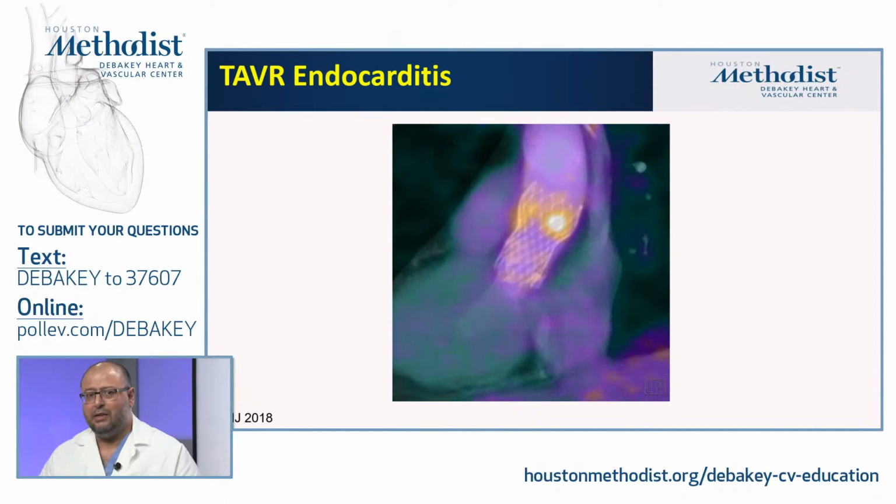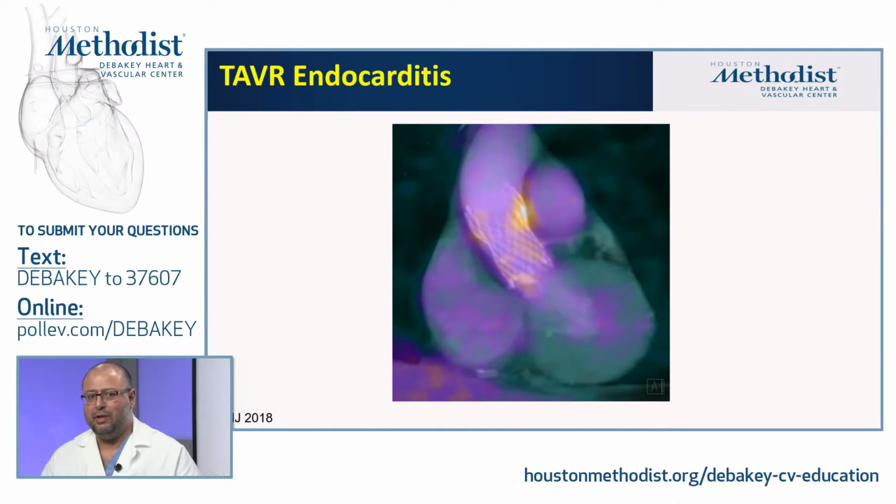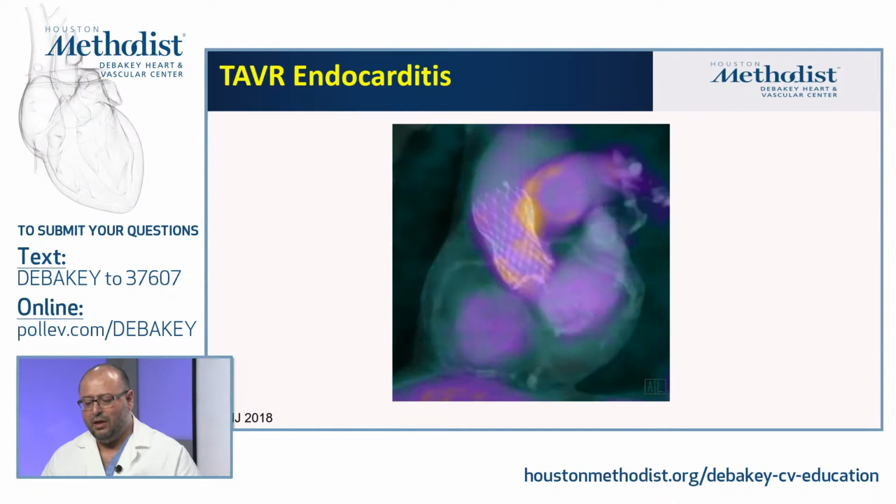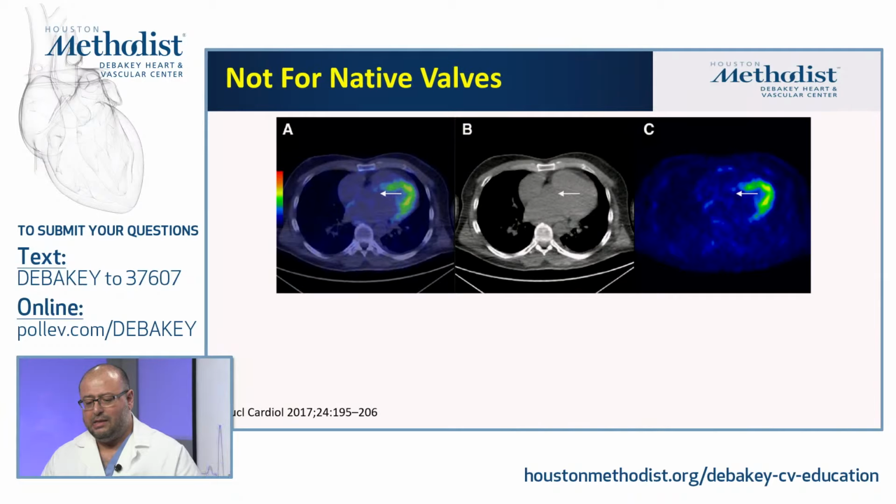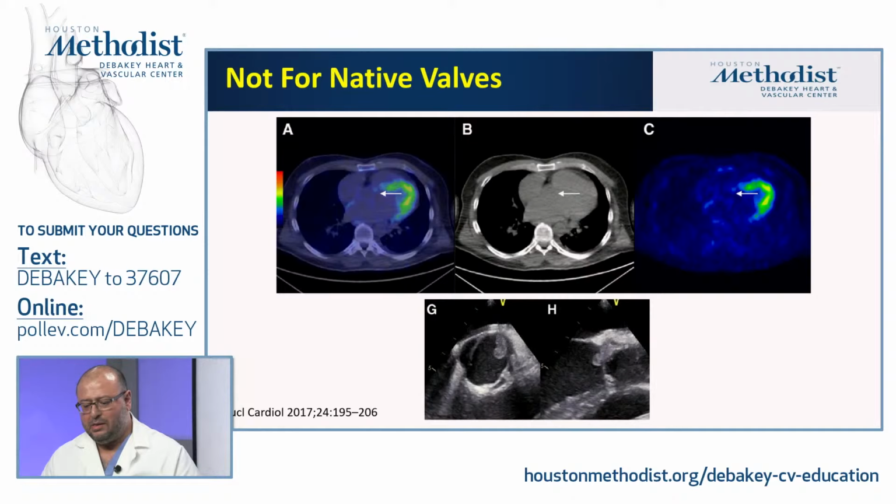But the second message I want to leave you, and sometimes we get these requests from our colleagues, is that this technique is not for native valves, in the sense that if you want to establish a diagnosis, this technique has low sensitivity for native valves for reasons that are not very clear. And here's one example from the literature where you see nothing on the aortic valve, but obviously on TEE there is some vegetation on the aortic valve from this publication.